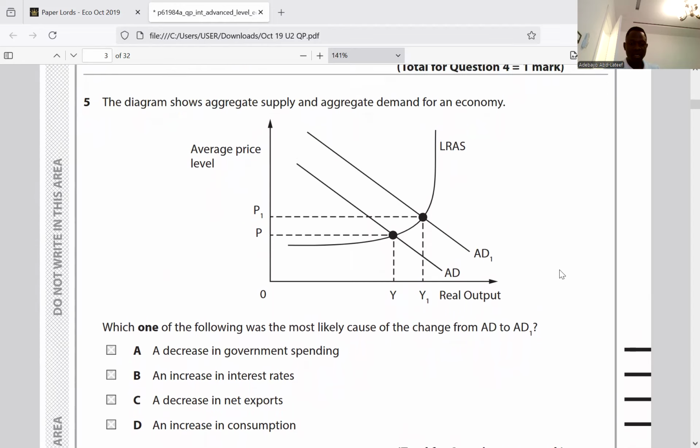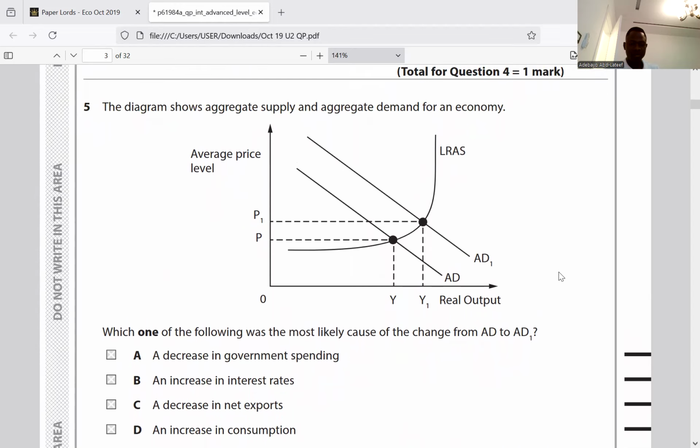Okay, so let's just analyze the graph. In the diagram, aggregate demand shifts rightward from AD to AD1, leading to higher real output. Okay.